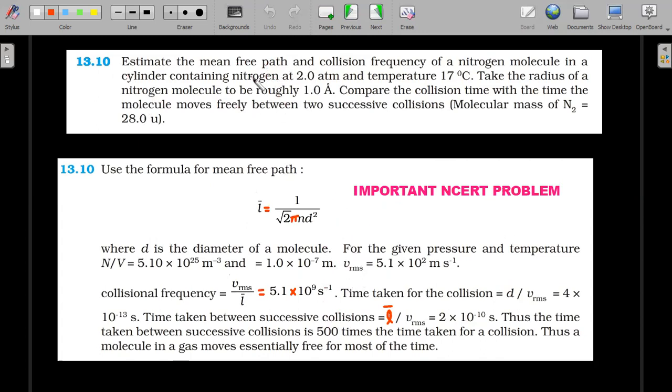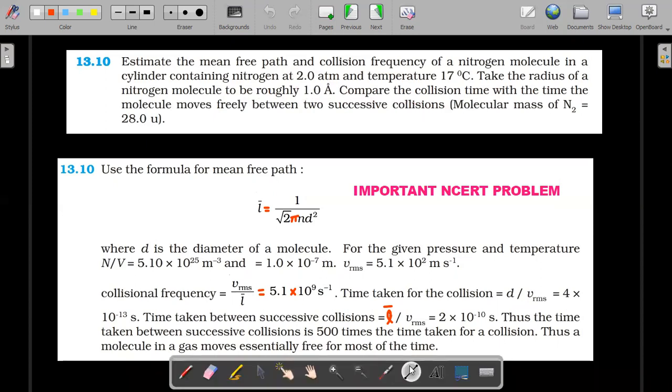Okay, so let's try to understand. Estimate the mean free path and collision frequency of a nitrogen molecule in a cylinder containing nitrogen at 2 atmosphere and temperature of 17 degrees centigrade. Take the radius of nitrogen molecule to be roughly 1 angstrom. Okay, compare the collision time. Here's the difference. Okay, so collision time with the time the molecule moves freely between two successive collisions.